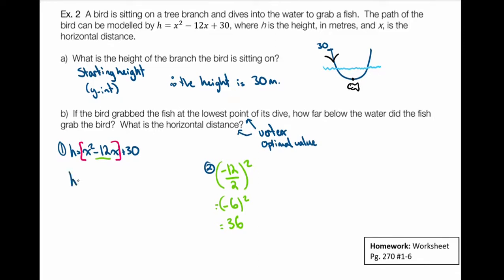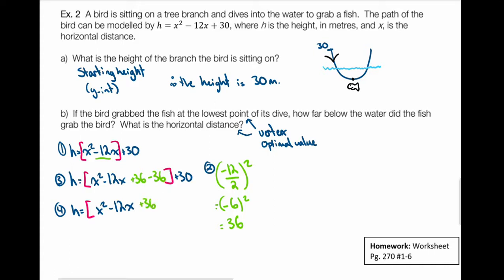Now that I have that magic number, I can add and subtract it inside my bracket. So x squared minus 12x plus 36 minus 36, and then plus 30. Step 4 says I need to move that subtraction outside of my bracket. So x squared minus 12x plus 36 is going to remain inside the bracket, and then outside the bracket I'll have the minus 36 as well as the plus 30 from my initial equation.